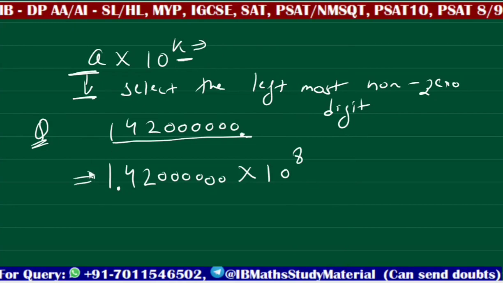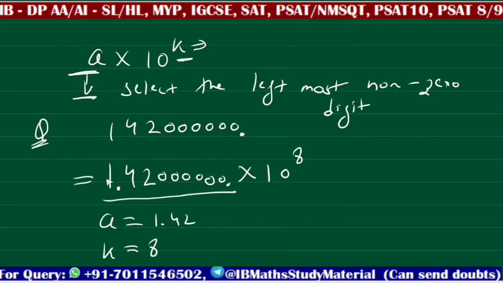These two numbers should be equal. To make them equal, I have to shift this decimal to this point. So how many zeros? 10 raised to power 8. How many places do I have to shift? 8. So I can directly say my a is 1.42 and my k is 8, because I have to shift my decimal 8 units to the right. And why am I doing this? Because I have to make this number equal to this, since I am converting this number into standard form.